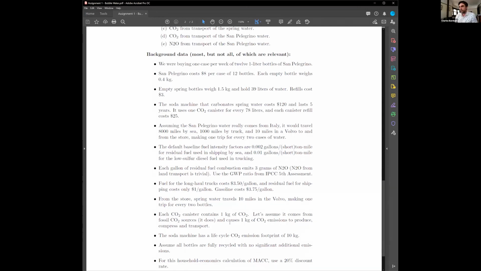I guess you could look up the amount of kilograms of CO2 per kilogram of steel and divide that over how many times it's used for 5 years, but it's going to be pretty trivial. Okay.